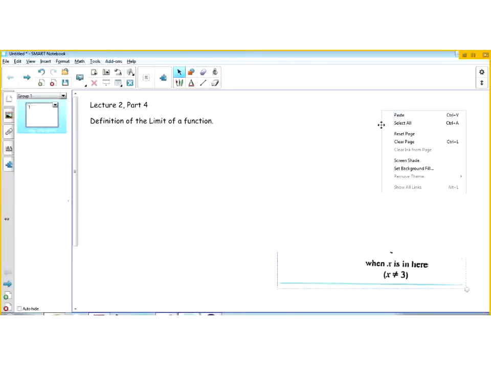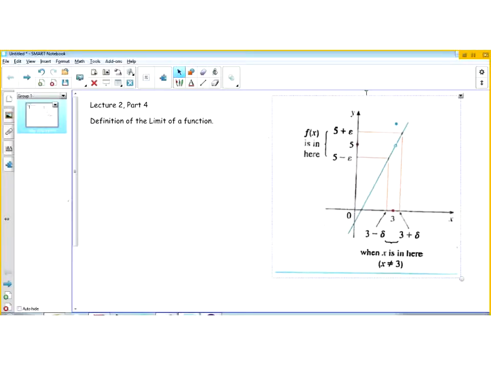Let's see, pull up a graph here. So this graph, I believe, is out of your textbook, but I'll paste it in here for reference. Okay, so here I show a graph, and let me go ahead and write down what the definition of the function is. It's a piecewise defined function, and here it is.